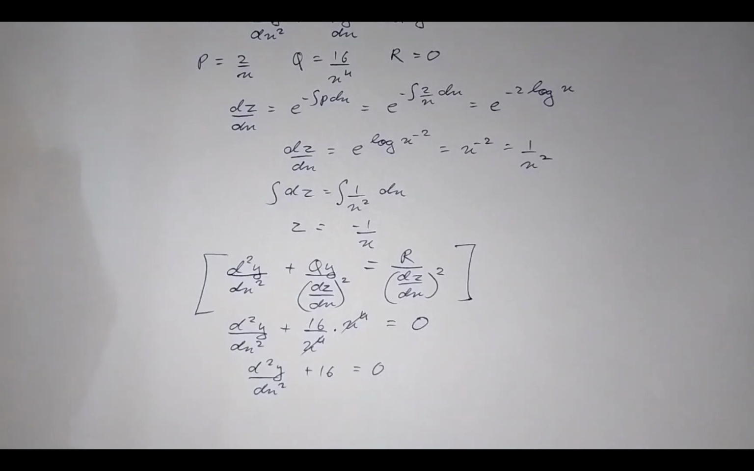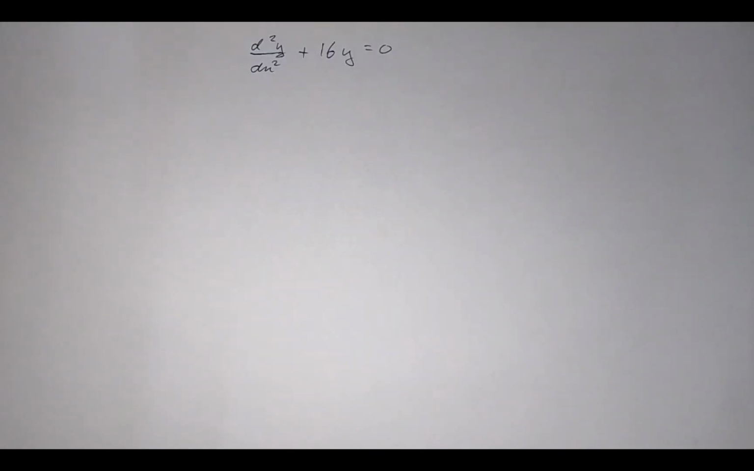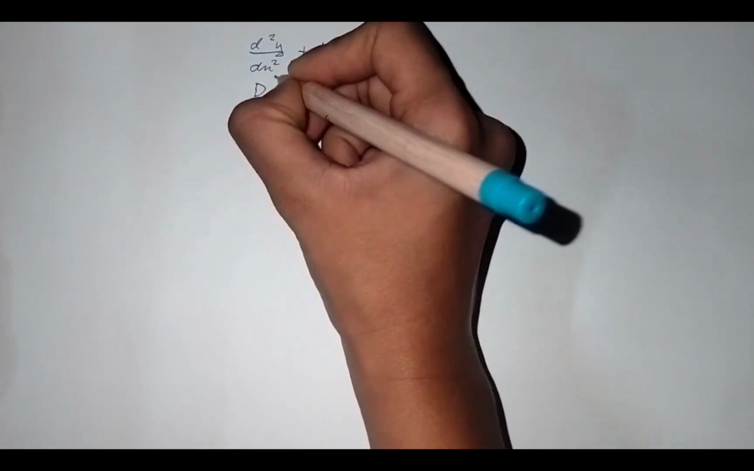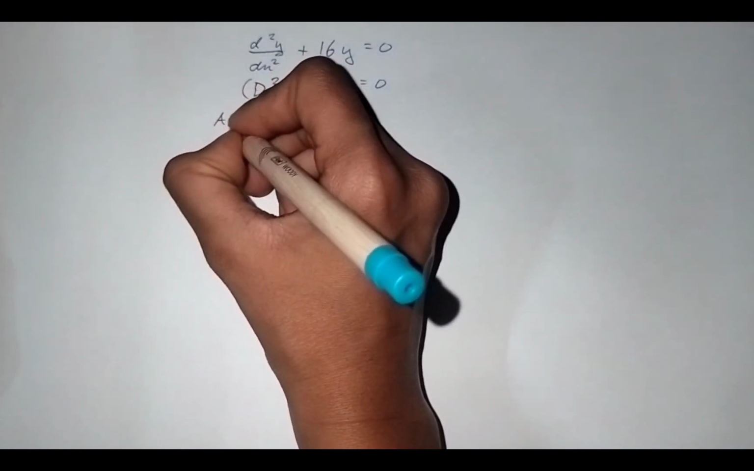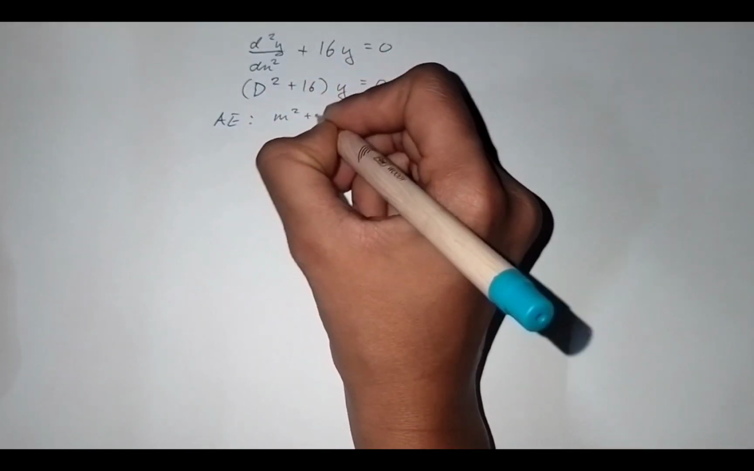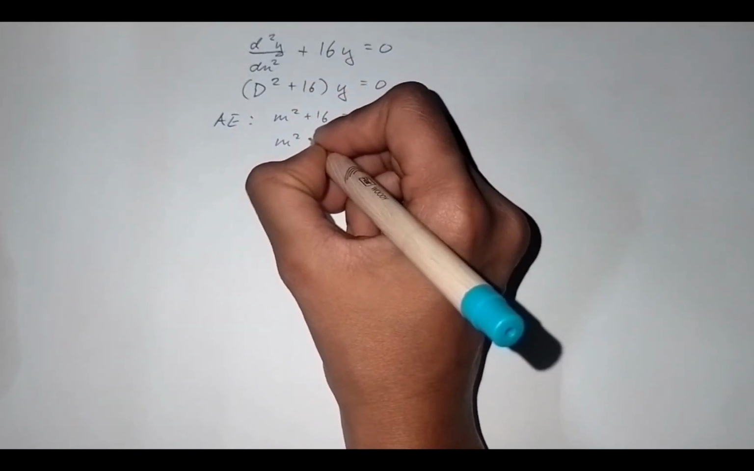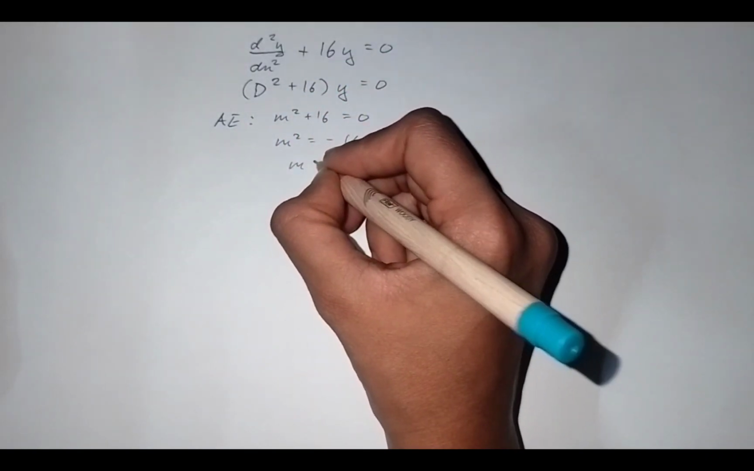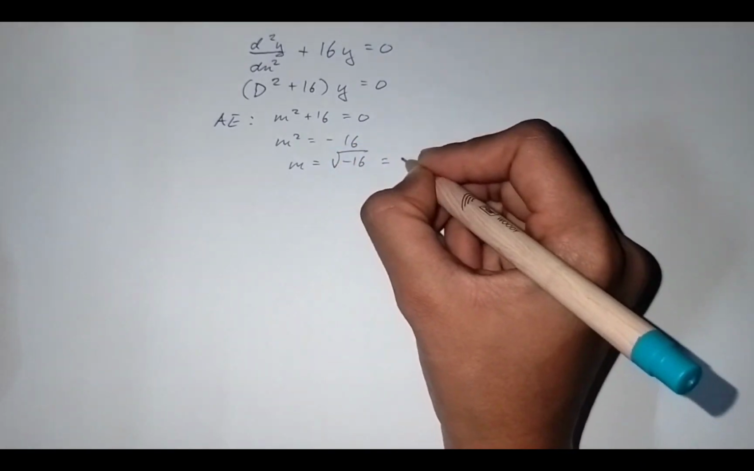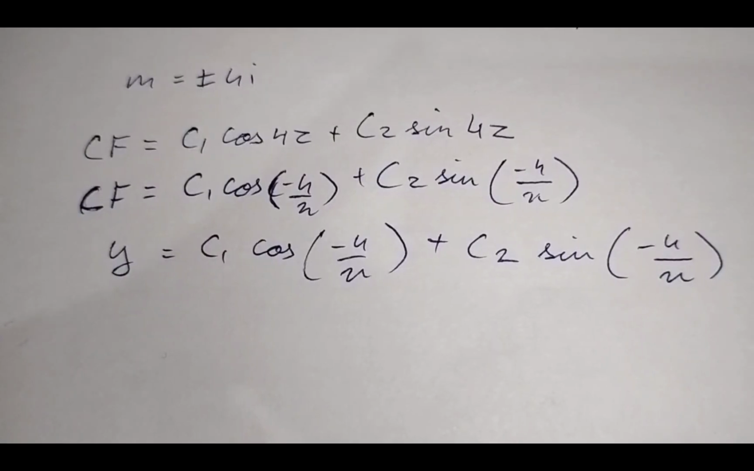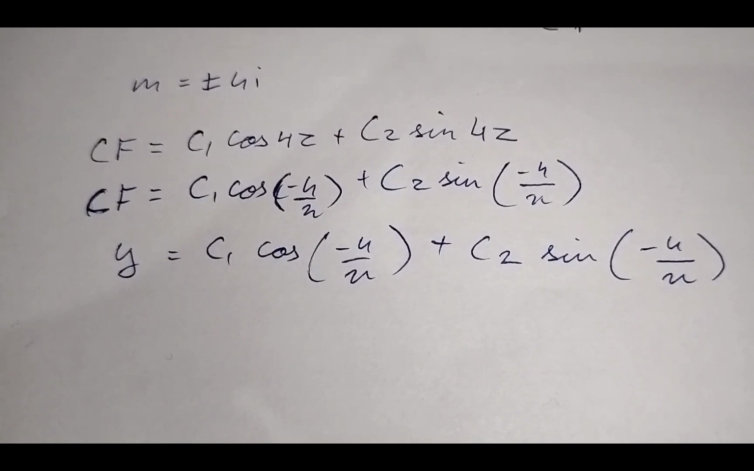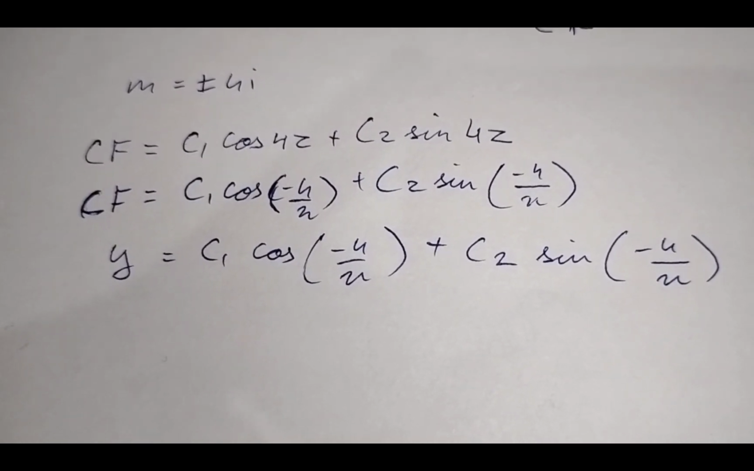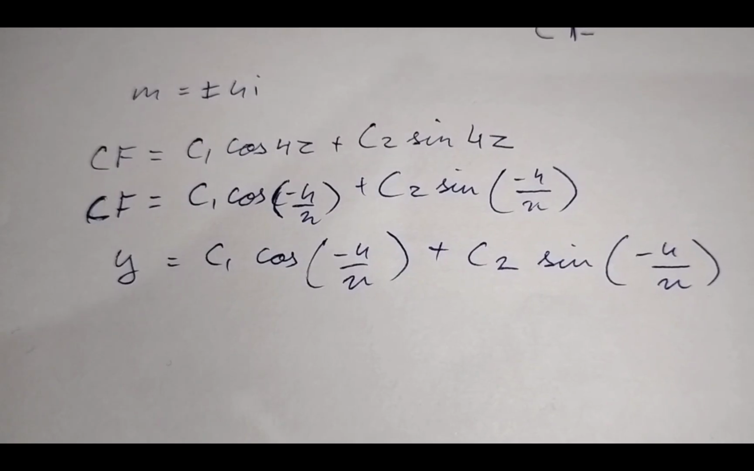This can be solved using any of the methods to solve second order differential equations learned before. Now from above we have this equation which can be written as (D square plus 16) y is equal to 0. Finding the auxiliary equation we get m square plus 16 is equal to 0, m square is equal to minus 16 and m is equal to root of minus 16 which is plus or minus 4i. Since m is equal to plus or minus 4i, our complementary function is equal to c1 cos of 4z plus c2 sin of 4z.